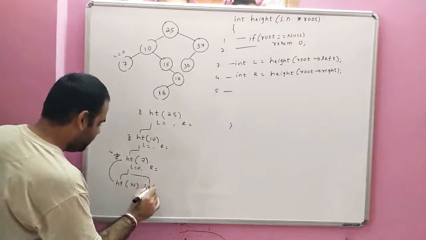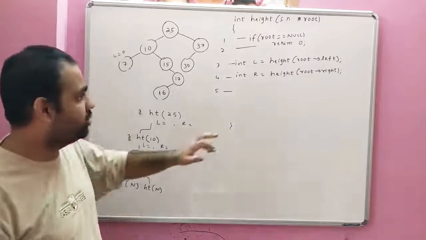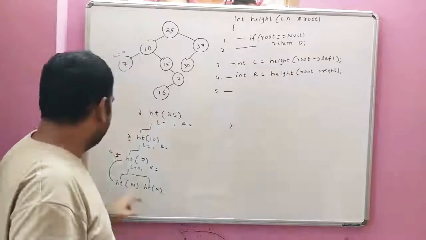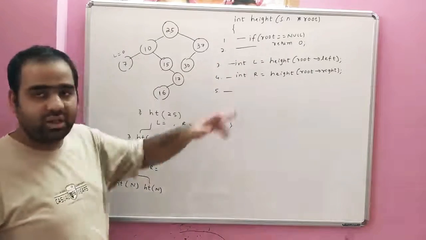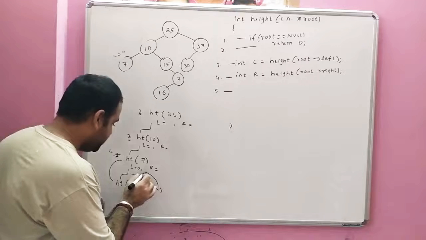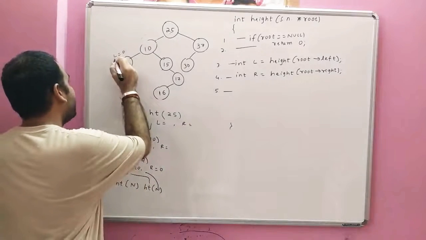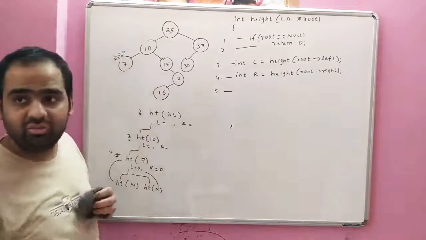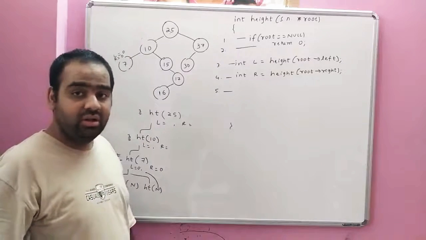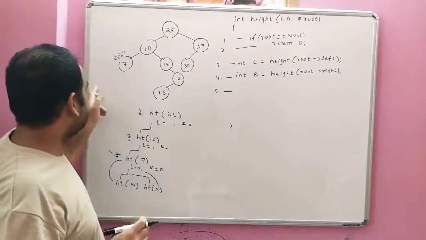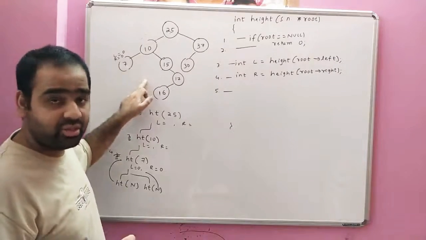It says height of root arrow right. Now what is root arrow right? 7 arrow right is null and the return line number is 4. Root equal null, yes. You return 0. Where do you return 0? To line number 4. That means the right height with respect to 7 is what? 0. Are you getting it? Now, the left height with respect to 7 is 0, right height with respect to 7 is 0.